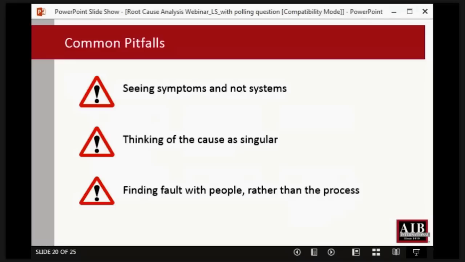So what are some of the common pitfalls? Seeing the symptoms and not looking at the system as a whole. Thinking in a very singular fashion. In other words, if you replace lights and they're damaged and you are replacing lights on a regular basis, you are not drilling down to the root cause. And one other common pitfall, very, very important here, is not to find fault with people, because you are looking at the process, you are not looking at people individually.